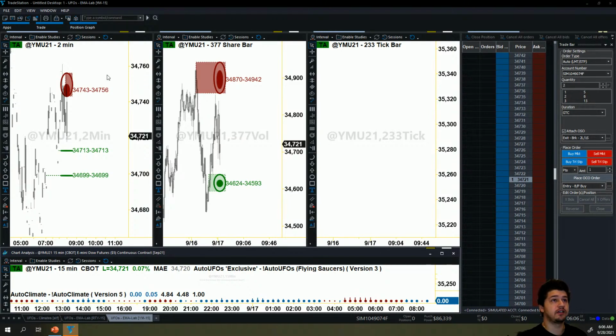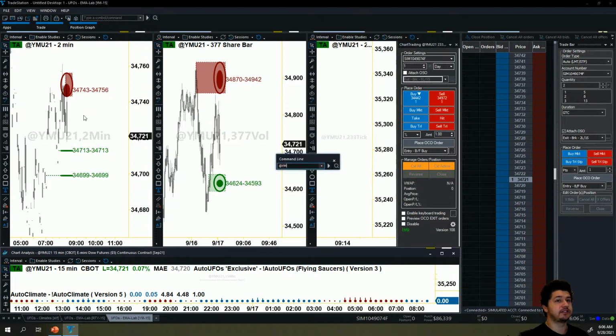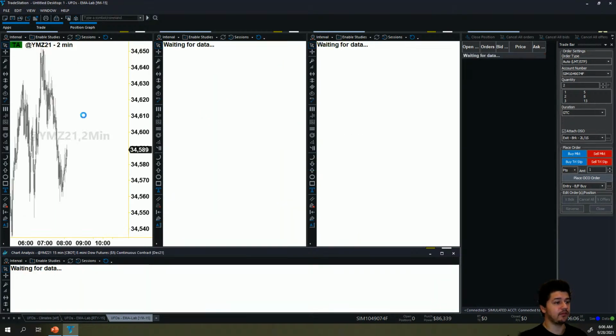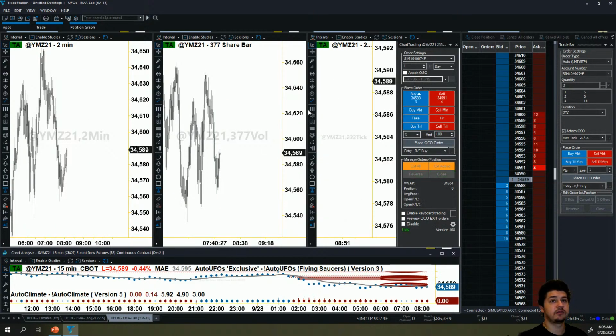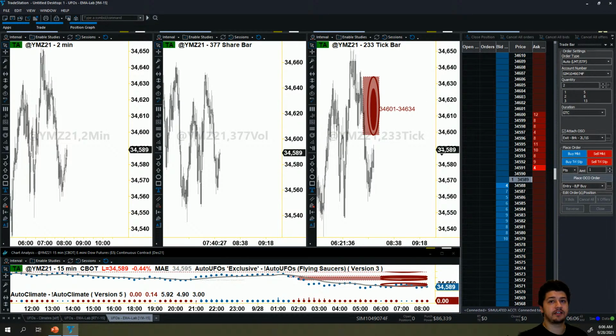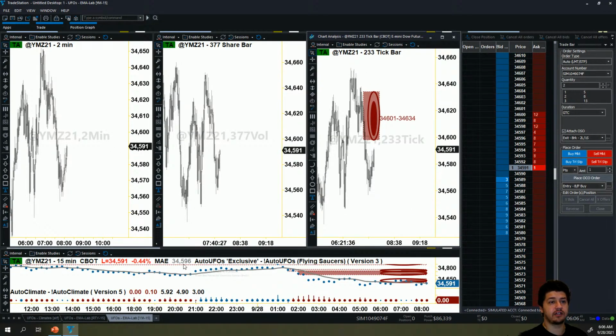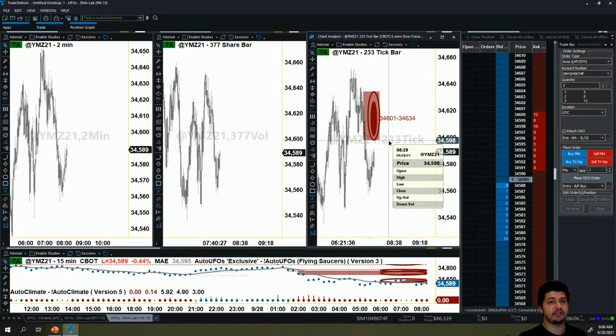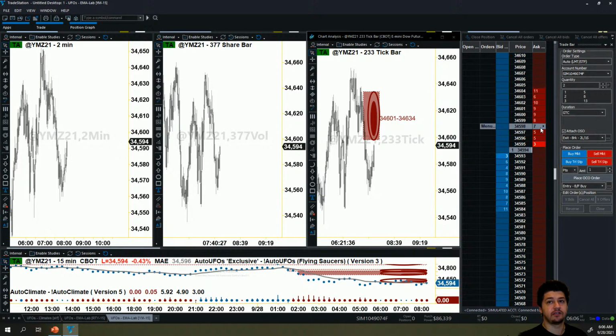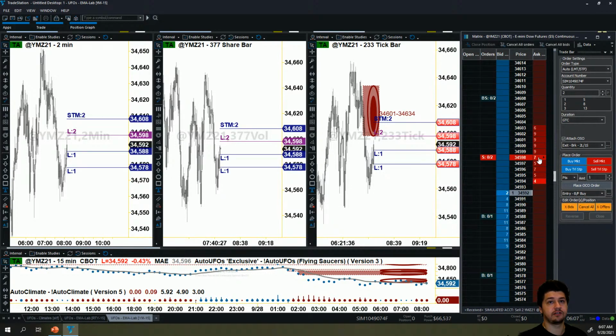Looks like I haven't traded the Dow since it last changed contracts. Okay, Mr. Dow, let's load you up on the December contract. Let's get that loaded. It looks like we're already going to have a trade setup right off the bat. 34,598. Yep, that's definitely going to work. So that's this one here. Yep, that's going to work perfectly.